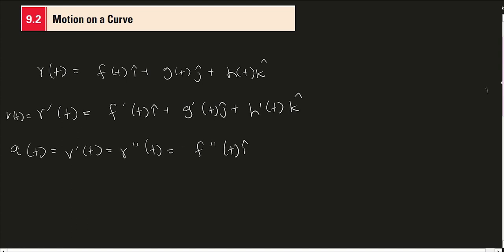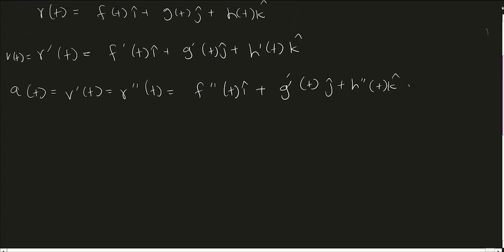Here we're gonna take the double derivative of the i hat component, and then the double derivative of the j hat component, and then the double derivative of the k hat component. Just remember, we take the derivative component by component, and that's it. What you have to know is that to find the velocity, just take the single derivative, and to find the acceleration, you take the double derivative. That's what you have to know for this part. So now let's do a problem.